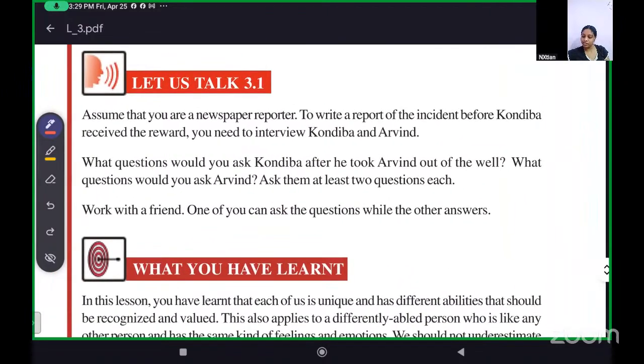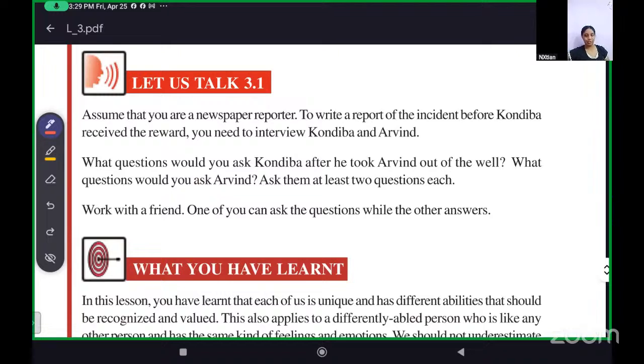Assume that you are a newspaper reporter. To write a report of the incident before Kondiba received the reward, you need to interview Kondiba and Arvind. What questions would you ask Kondiba after he took Arvind out of the well? What questions would you ask Arvind? Ask them at least two questions each. Okay, so this is an activity that we will do right now.